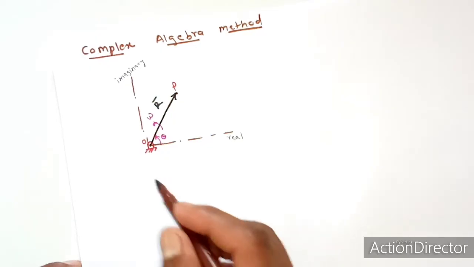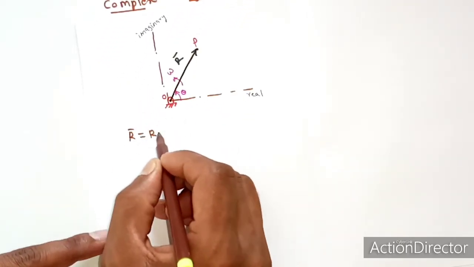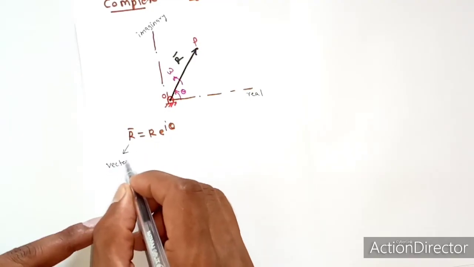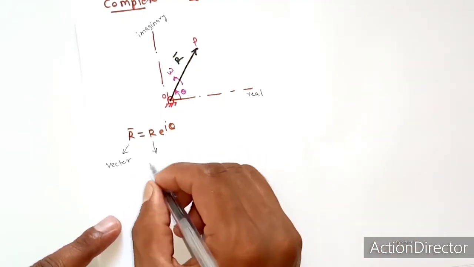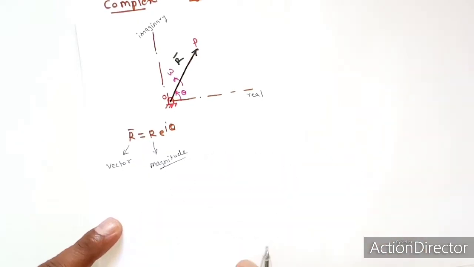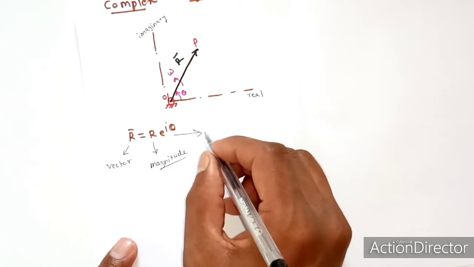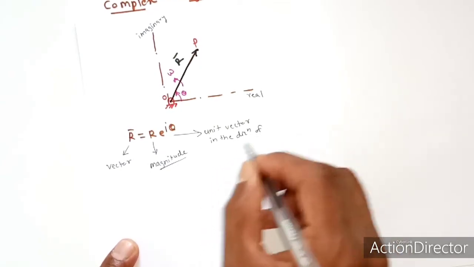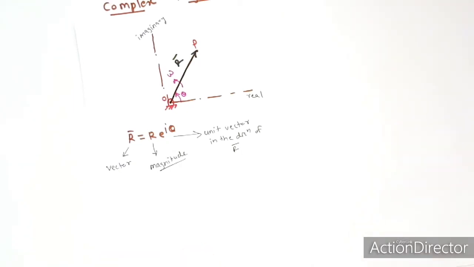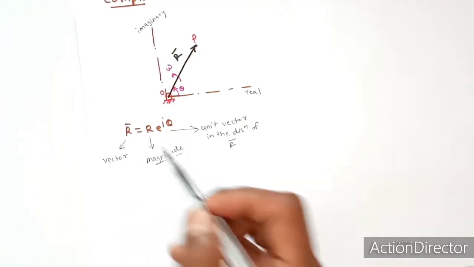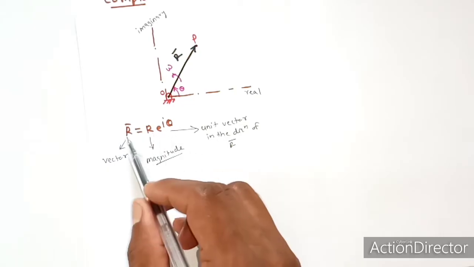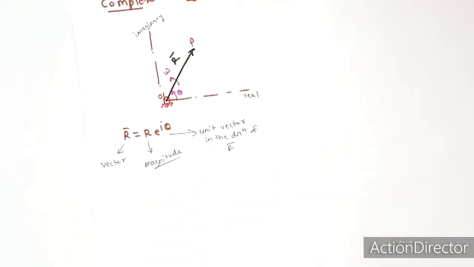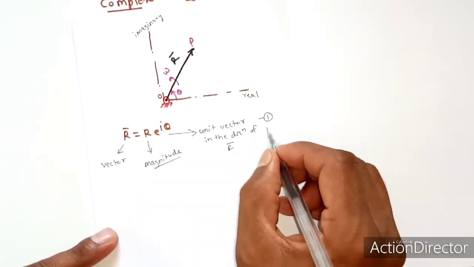Now in complex form, the vector R bar can be written as R bar equals R e raised to I theta, where R bar is the position vector of point P relative to O, R is the magnitude of vector, that is length of vector R bar, and e raised to I theta is the unit vector in the direction of vector R bar. So in all the problems we will represent any vector using this convention in the complex form. R bar equals R e raised to I theta, where R bar is the name of the vector, R is the magnitude of vector R bar, and e raised to I theta is the unit vector in the direction of R bar. Now this is the position vector.